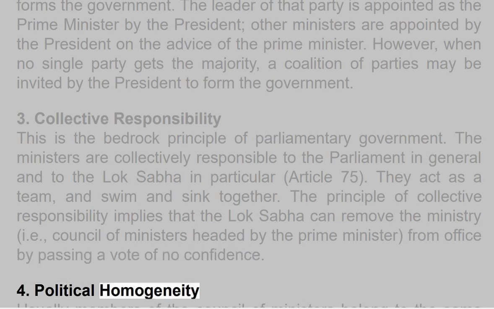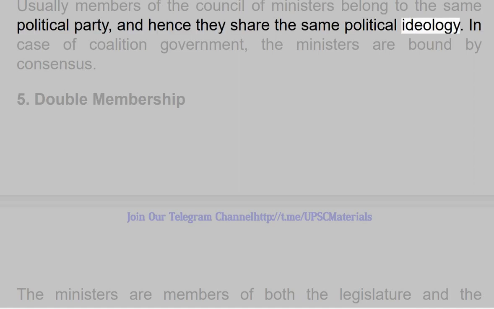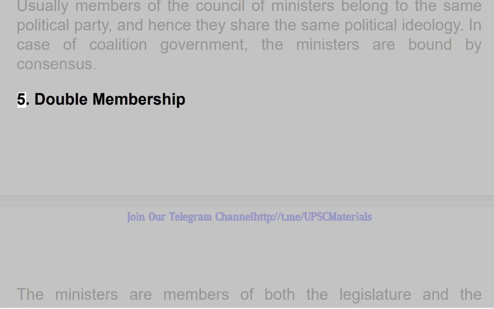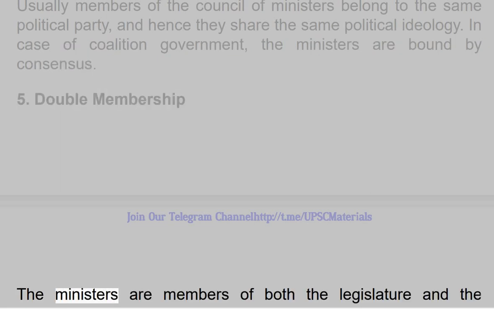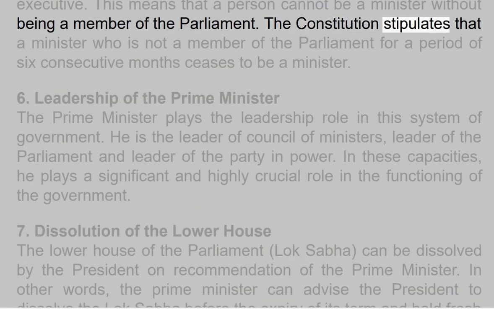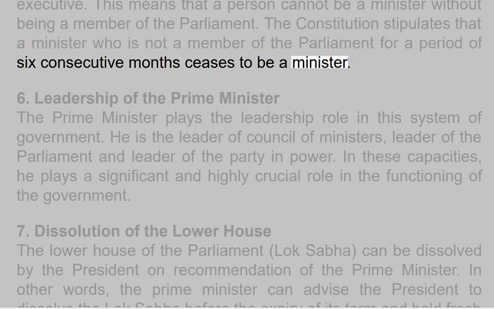4. Political homogeneity. Usually members of the Council of Ministers belong to the same political party, and hence they share the same political ideology. In case of coalition government, the ministers are bound by consensus. 5. Double membership. The ministers are members of both the legislature and the executive. This means that a person cannot be a minister without being a member of the parliament. The Constitution stipulates that a minister, who is not a member of the parliament for a period of 6 consecutive months, ceases to be a minister.